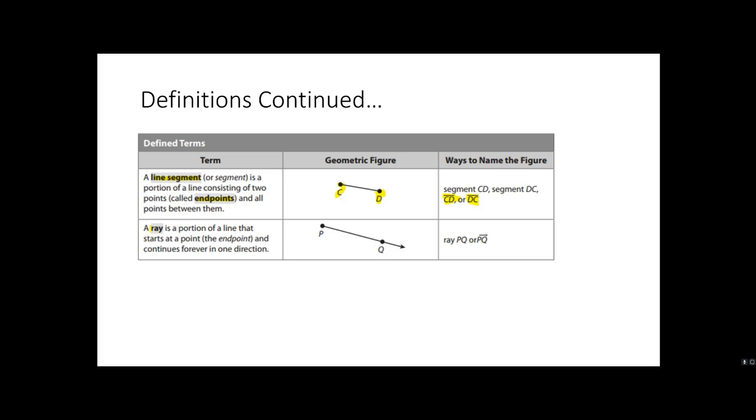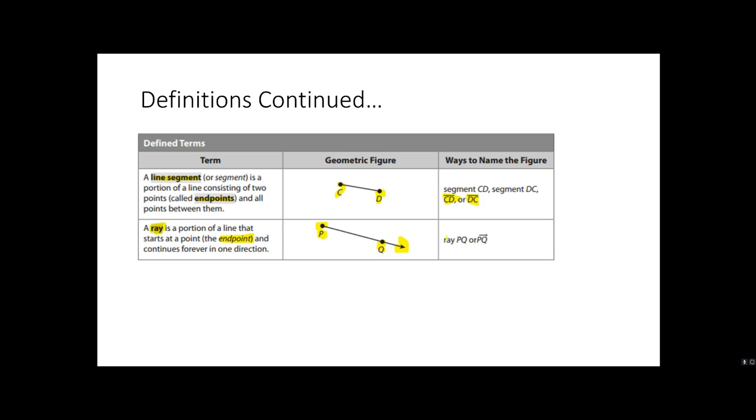Next thing up is a ray, and it's a portion of a line that starts at a point known as the endpoint and continues forever in one direction. Now, you still need 2 points. So here's your endpoint, endpoint P, and it's shining a beam of light in a certain direction, in the direction of Q. Q is like a directional point. The light still goes through Q and continues on forever. So that is a ray.